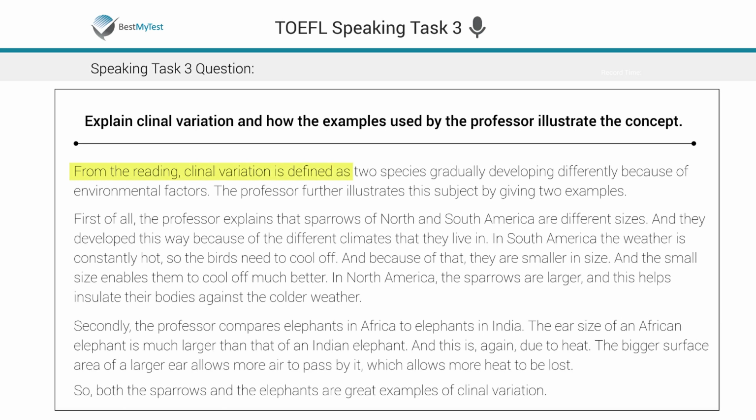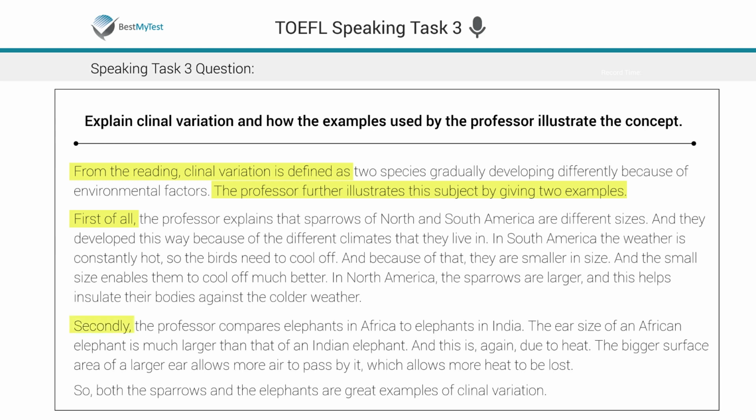From the reading, clinal variation is defined as 2 species gradually developing differently because of environmental factors. The professor further illustrates this subject by giving 2 examples. First of all, the professor explains that sparrows of North and South America are different sizes. And they develop this way because of different climates that they live in. In South America, the weather's constantly hot, so the birds need to cool off. And because of that, they're smaller in size, and this small size enables them to cool off much better. In North America, the sparrows are larger, and this helps insulate their body against the colder weather.